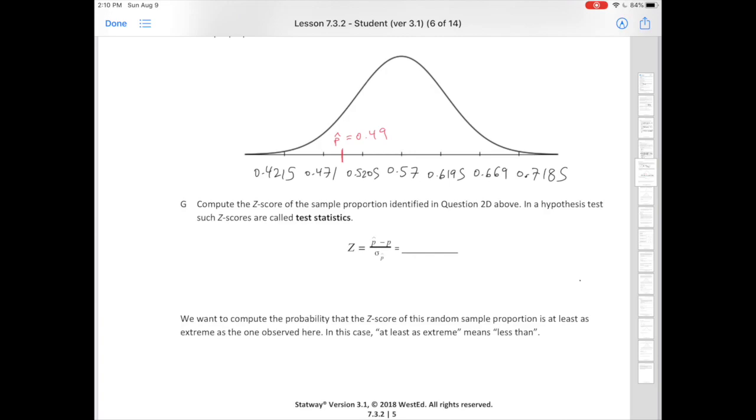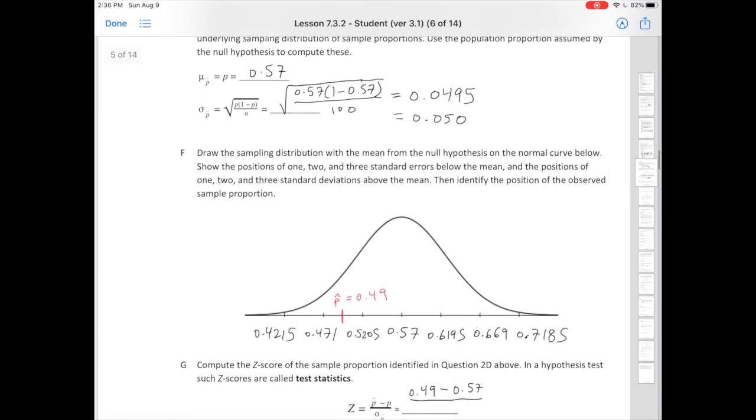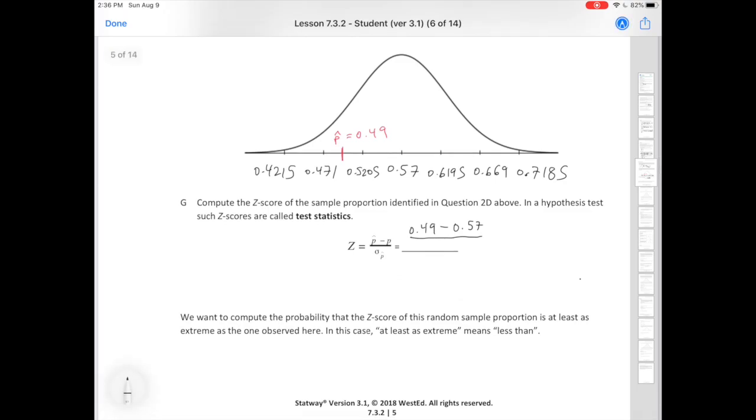We're going to find the z-score of the sample proportion. Remember, I just looked at this and said it looks like it's something like 1.5 standard deviations below the mean. So that means that off the top of my head, the z-score is probably going to be between -1 and -2. Maybe -1.5, who knows? We're going to find out right now. So we get 0.49 minus, and remember, P is the value that we assumed from the null hypothesis. So this would be 0.57, and then we have to divide that by our standard error, right? Which, if we go up here, is 0.0495.